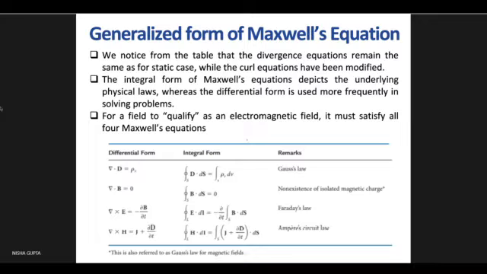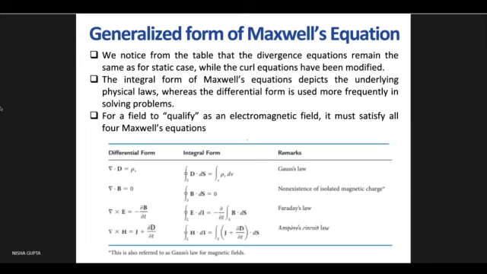magnetic charges. Here we can see that since it is zero, magnetic charge cannot be isolated, or magnetic charge does not exist. Then this one is Faraday's law, where the time varying magnetic field gives rise to an electric field. So there is no change.